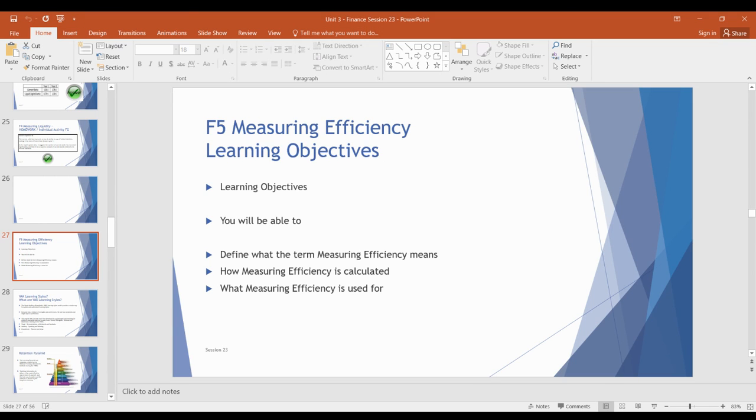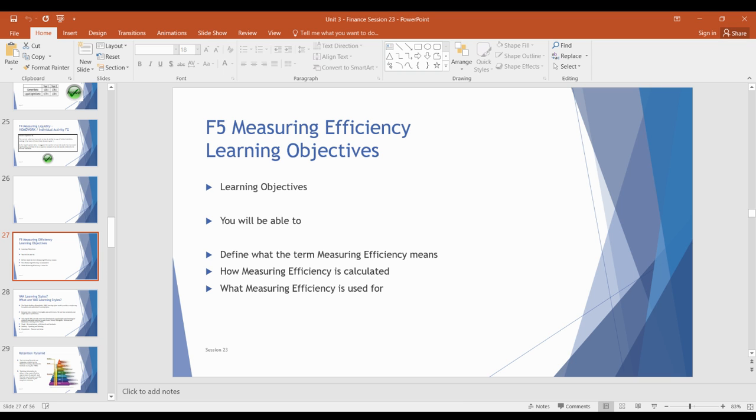Okay, hello everyone. So it's session 23. If you'd like to follow along on Moodle, it's Learning Aim F5, measuring efficiency. It's the last of our ratios. This is session 23 on Moodle, but for video purposes, I've separated it into 23A, which was F4, and 23B, which is F5, just so that the videos aren't so long and they can be condensed.